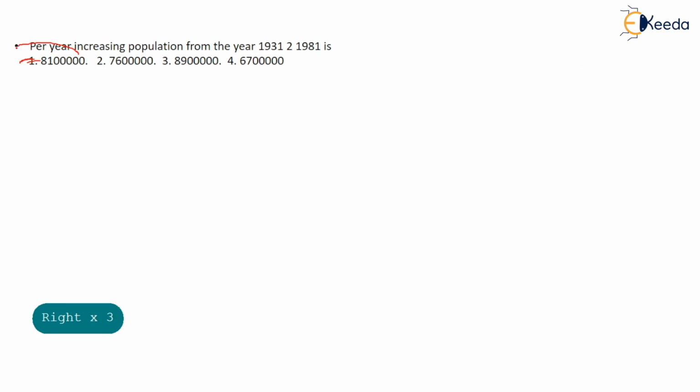Okay, so not 81,000, it is approximately 80 lakh. Okay, 80 lakh is the increase in population on a per year basis. On a 50 year basis, on a per year basis, we calculated by dividing it by 50. So this will be your increase in population.